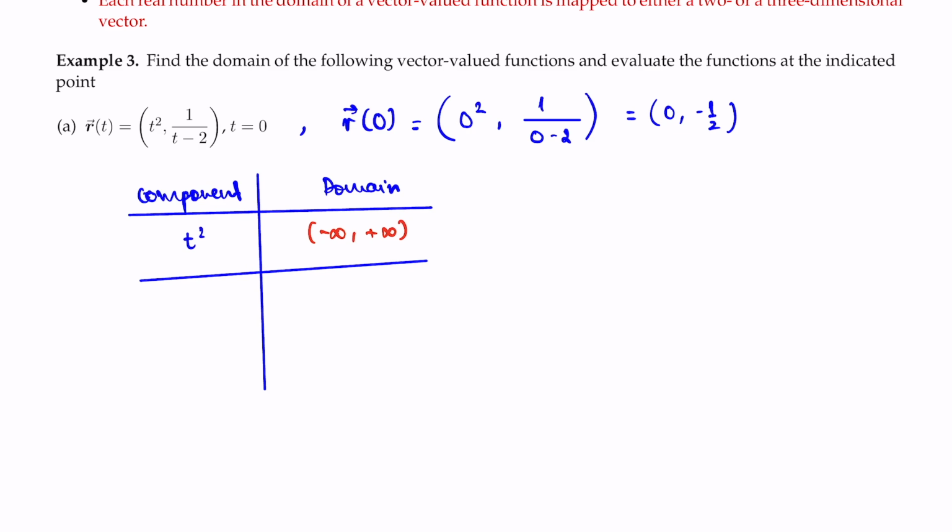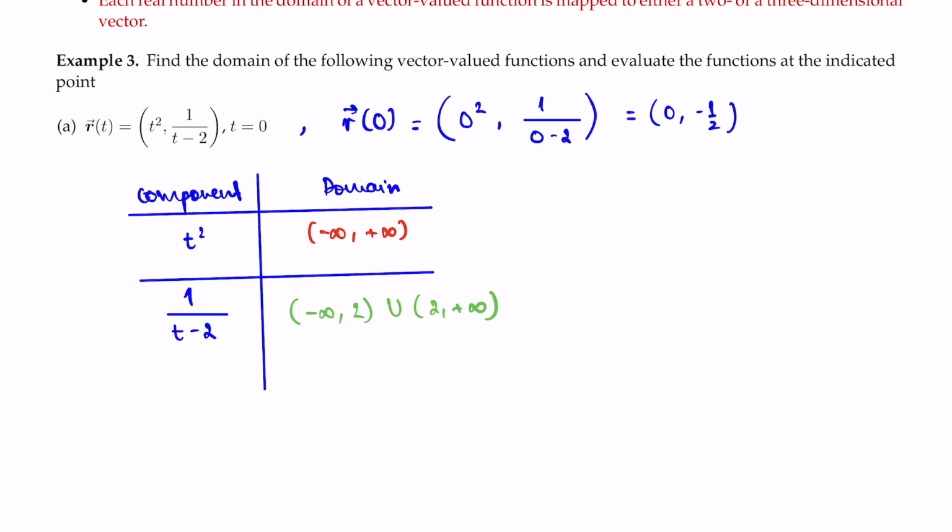Similarly, you have the second component, which is 1 over t minus 2. So this is a rational function. That means you don't want the denominator to be 0. So the domain is everything excluding 2. Or in interval form, you can write from negative infinity to 2, union with 2 to positive infinity.